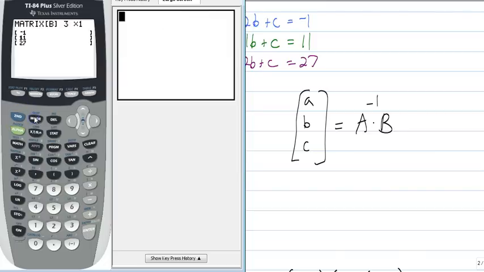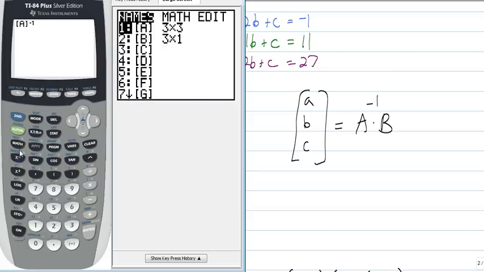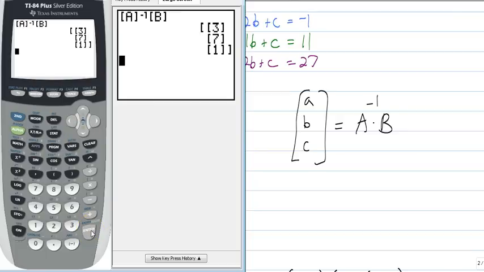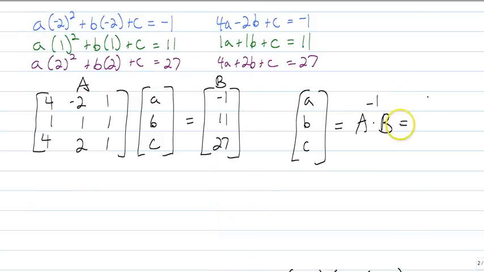And then finally, to solve this, we go second matrix, we want to name A. We hit the inverse button, second matrix, B. And when you hit enter, you get your A, B, and C value for the problem. Okay? So, the answer was 3, 7, and 1. So that means A is equal to 3, B is equal to 7, and C is equal to 1.